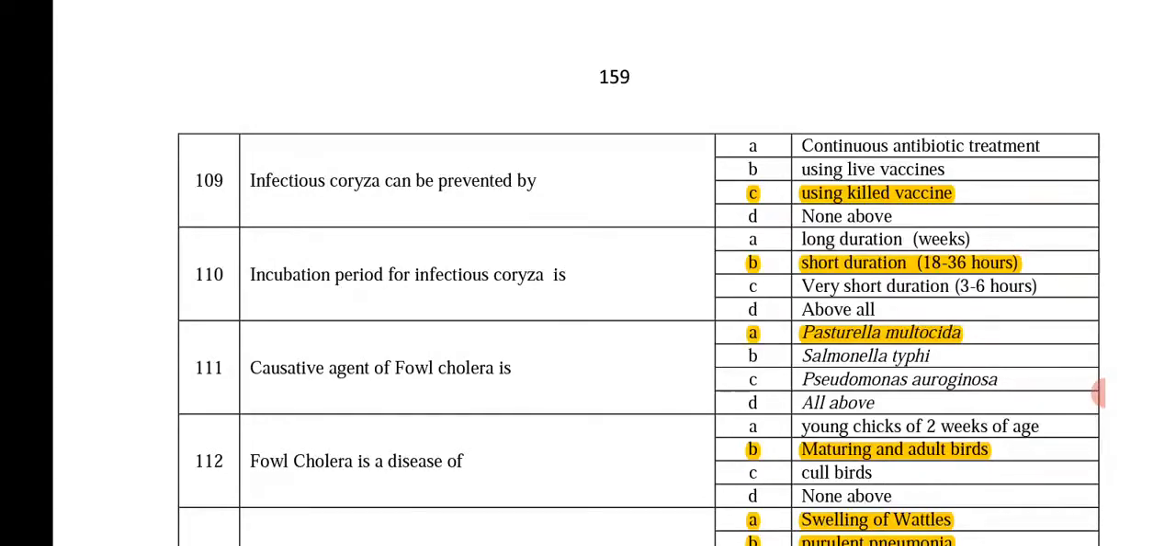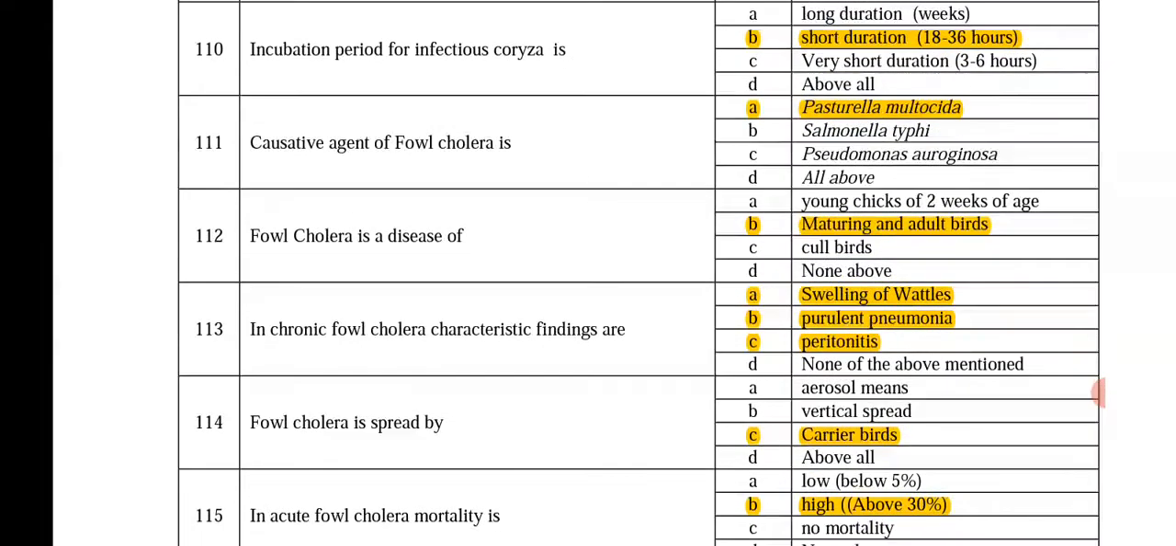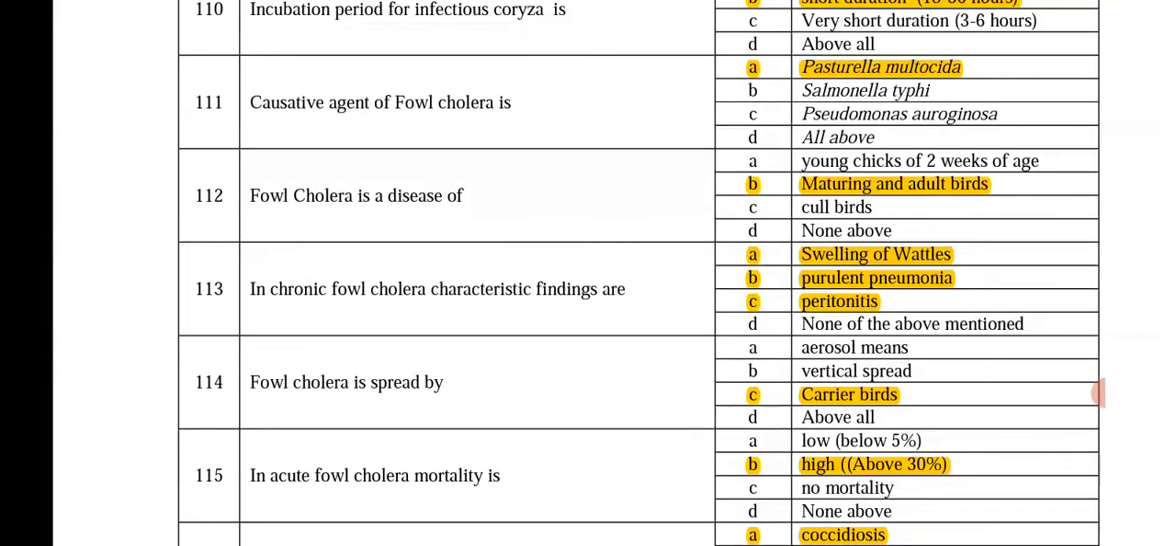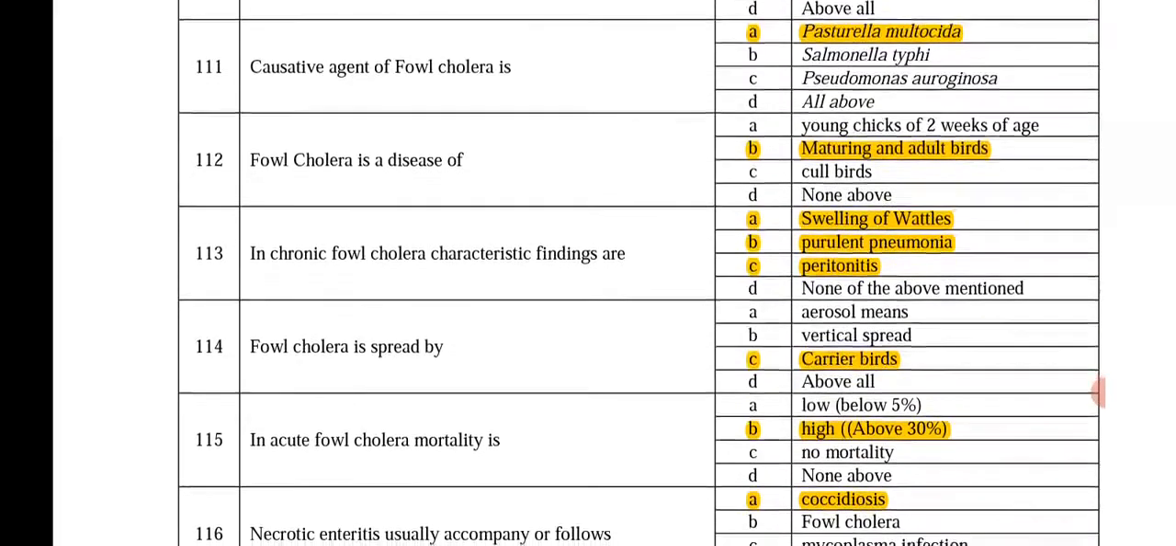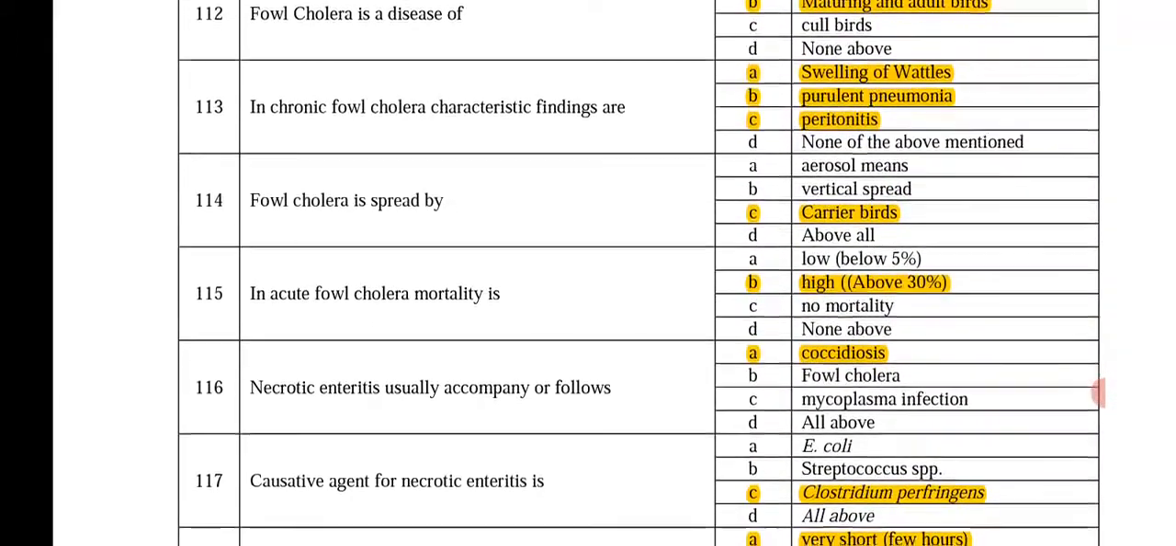Fowl cholera is caused by Pasteurella multocida, and it is a disease of mature and maturing adult birds. In chronic fowl cholera, characteristic findings are swelling of wattles, purulent pneumonia, and peritonitis. Fowl cholera is spread by carrier birds and the mortality rate is above 30%.